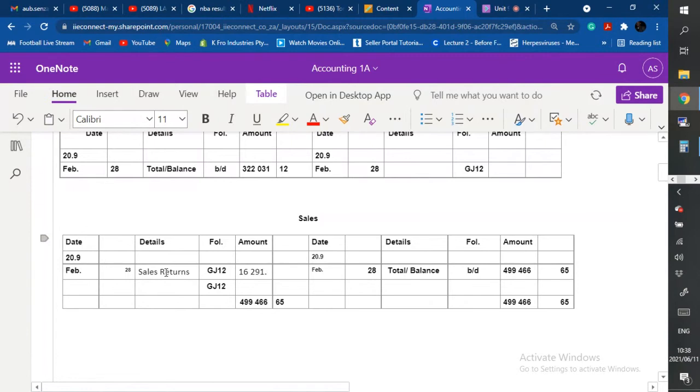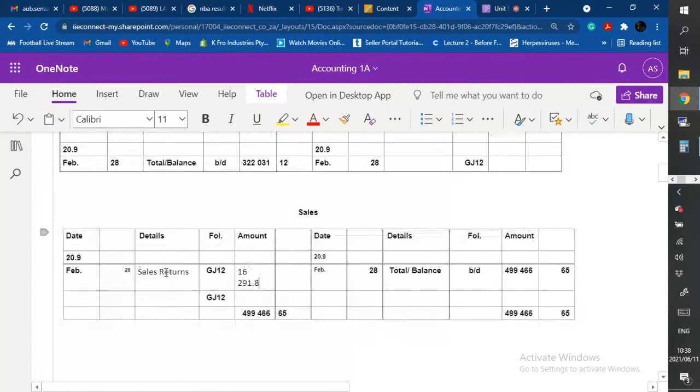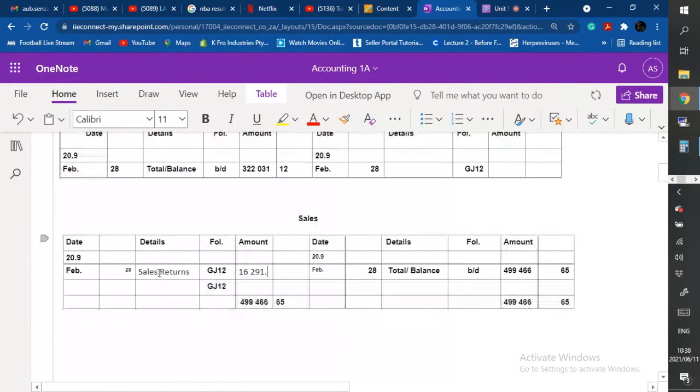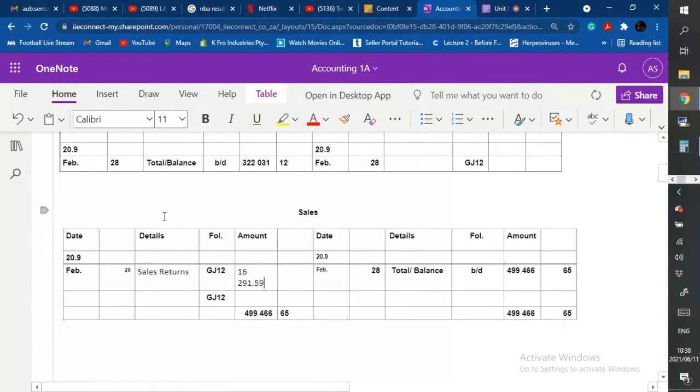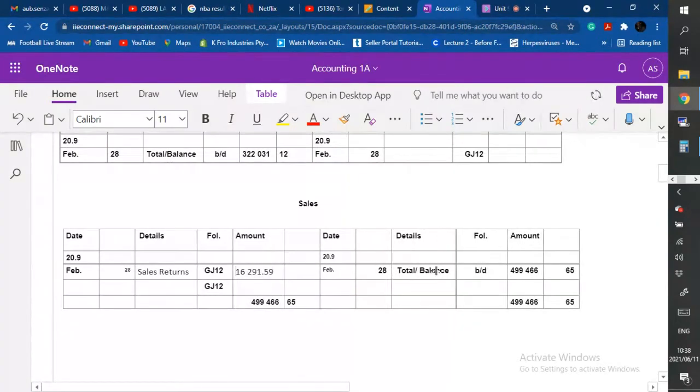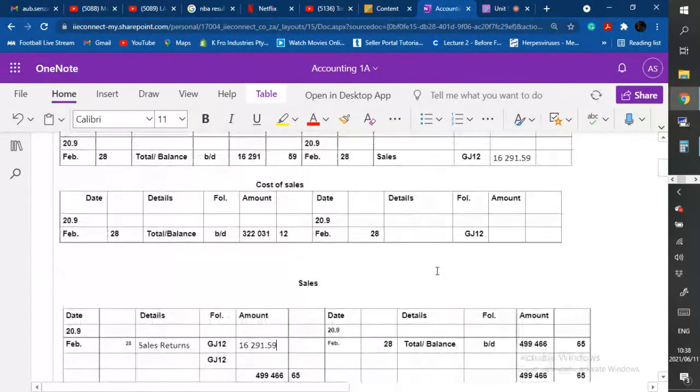Hey man, where's the sales returns? There? Trying to find it in the... Oh, there we go. 59 cents. Okay. 59 cents. Okay, so there we go. We've done it. Now we've closed off sales returns.